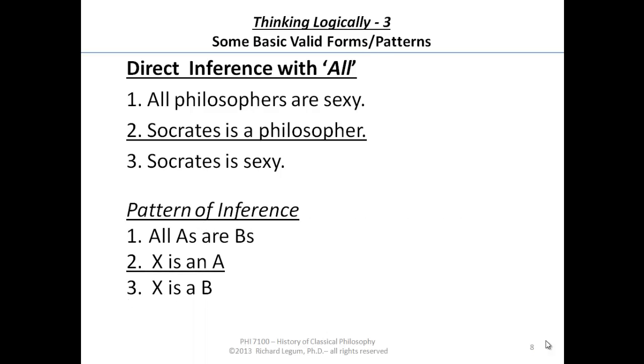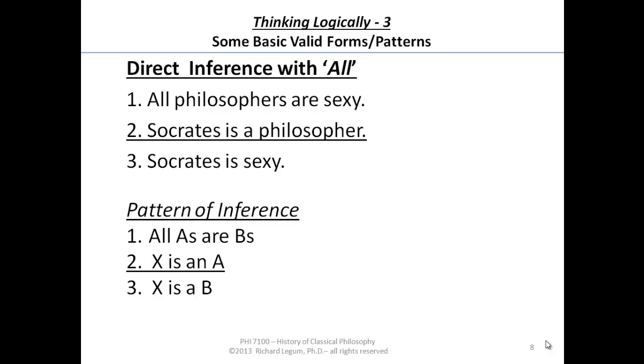An easier way to remember it, and sometimes when I put things like this up, people who are not good at math all of a sudden see math and they turn their brains off. Don't. They're just placeholders. All A's are B's. All things in category A are in category B. All things in the category of philosophers are in the category of being sexy things. X is an A. Socrates is in the category of philosophers. Therefore, Socrates is sexy. So we know that this is a valid form of inference.